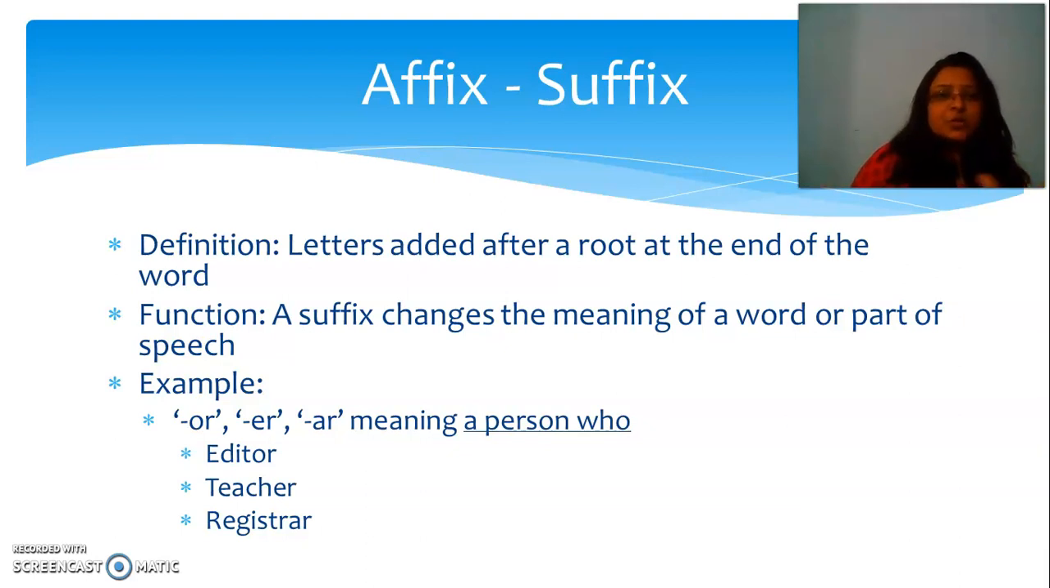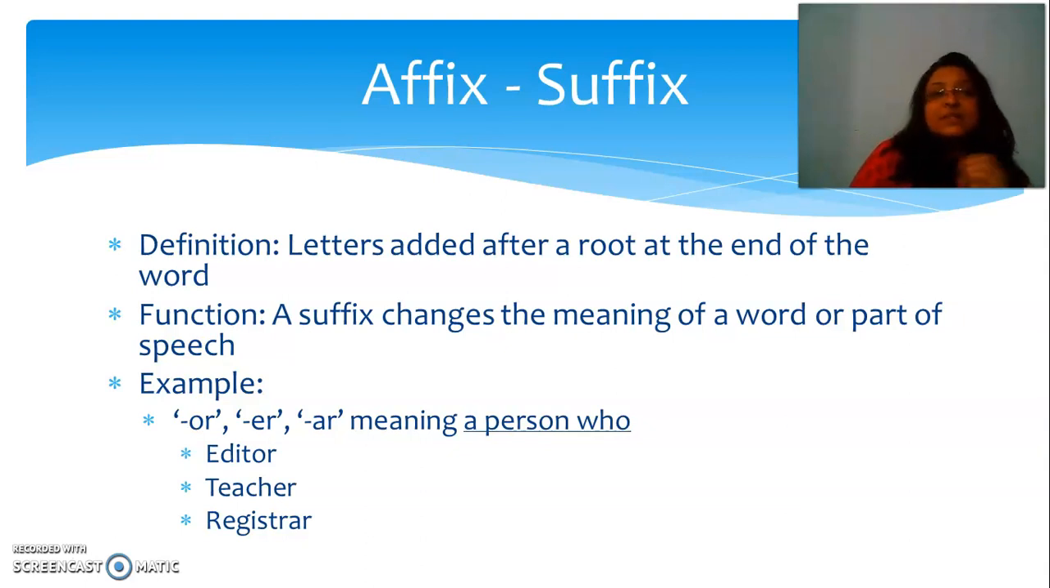I'm hoping and I'm assuming you know what a part of speech is. There are eight parts of speech in the English language. Some of them, of course, are adjective, adverb, verbs, nouns, so on and so forth. So when you add a suffix to a word, you either change the meaning of it, and of course, along with the meaning, you obviously change the part of speech of the word.